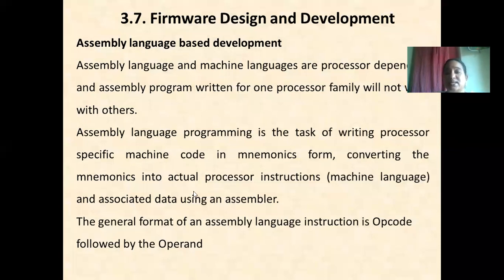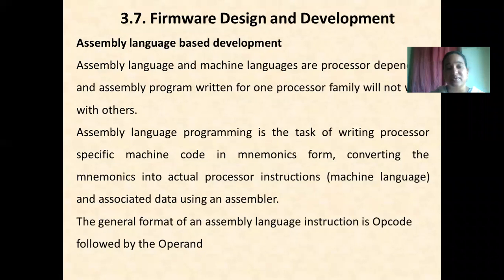Yes or no? So here we can see the general format of the assembly level language instruction. Remember, the format of the assembly level language has two parts. Apart from these, it may also have labels and comments. But compulsorily, that format should have two parts. The first is the opcode. The second part is the operand.